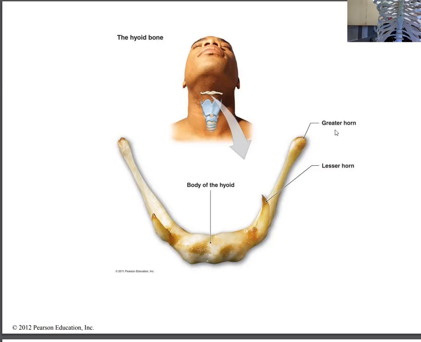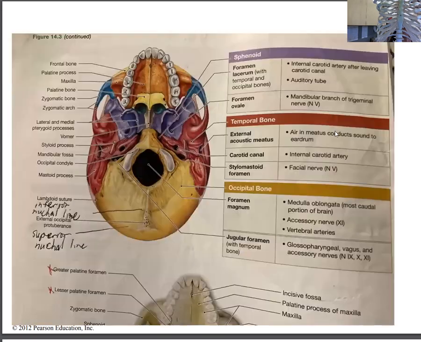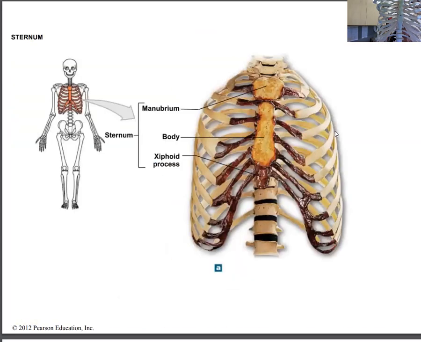Now let's move on. I'll go back down. Okay, now let's talk about the sternum. The sternum is your breastbone. So this is the sternum right here. This big area up here is called the manubrium. This is the body of the sternum. And then this pointy end right here is the xiphoid process.